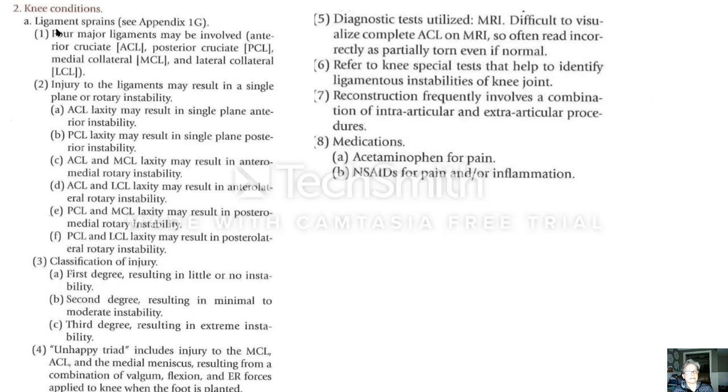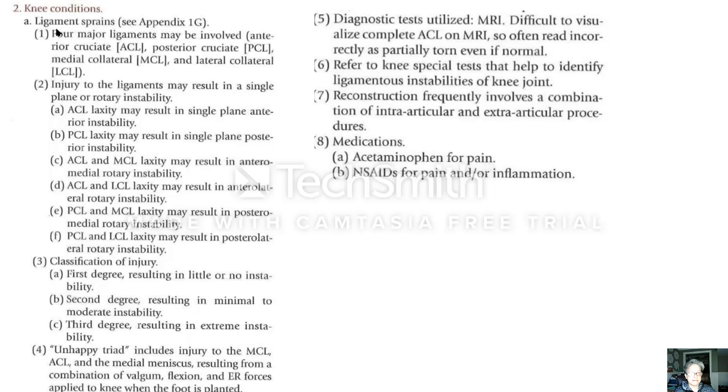Knee conditions: ligament sprains, see Appendix 1G. Four major ligaments may be involved: ACL, PCL, MCL, and LCL. Injury to the ligaments may result in a single plane or rotary instability. ACL laxity may result in single plane anterior instability. PCL laxity may result in single plane posterior instability.